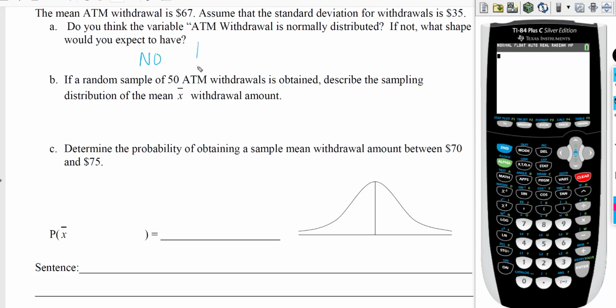And if I had to think of a distribution, I would think about it like this. It'd probably go up and then down drastically. So I would think that this is probably more skewed right.